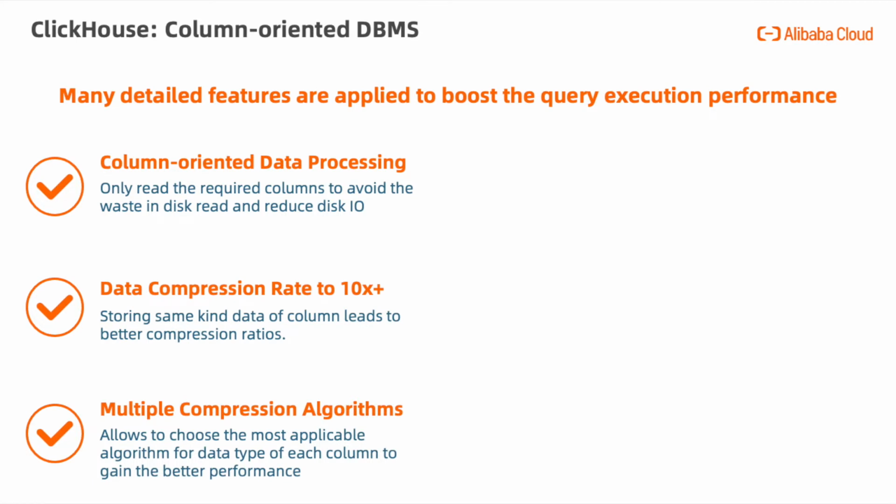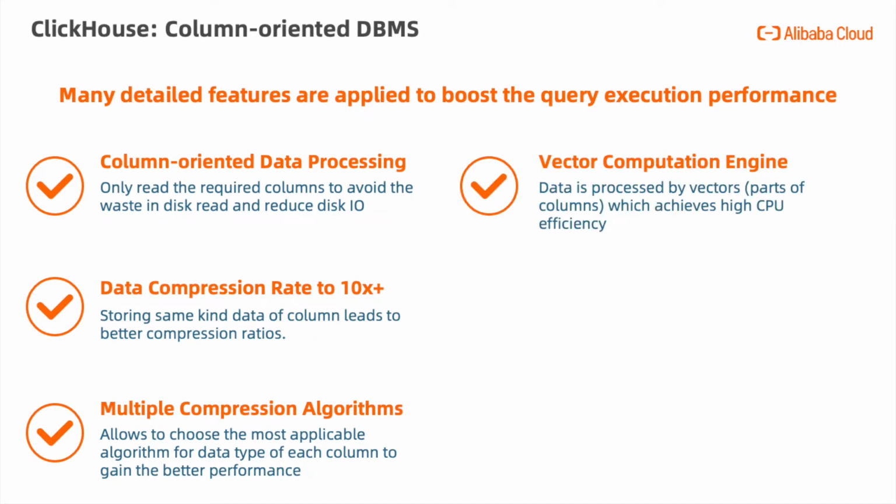Secondly, since the data type in a column is the same, it can gain better compression rates. Besides, there are multiple compression algorithms available for developers to choose from, each working best for certain data types, to maximize the compression rate and gain better performance. Thirdly, the vector computation engine also plays an important role in boosting CPU efficiency.